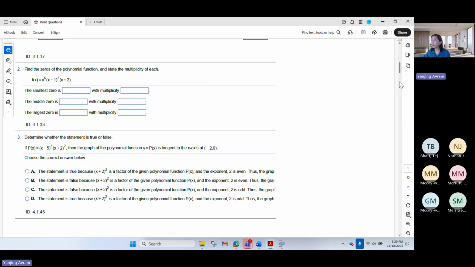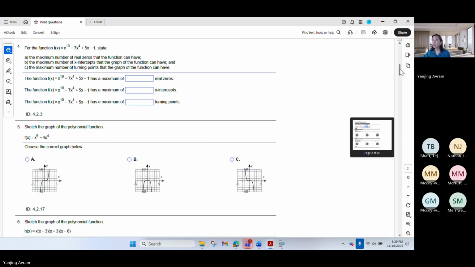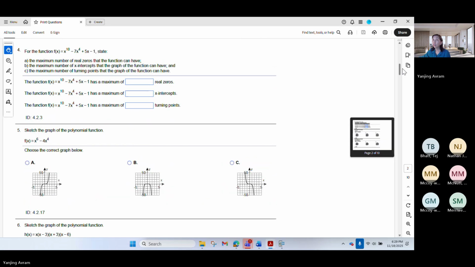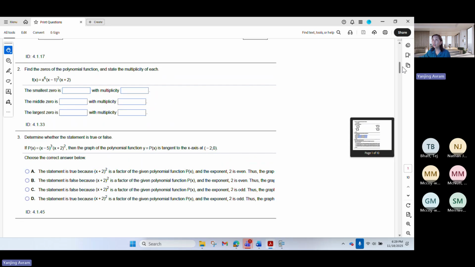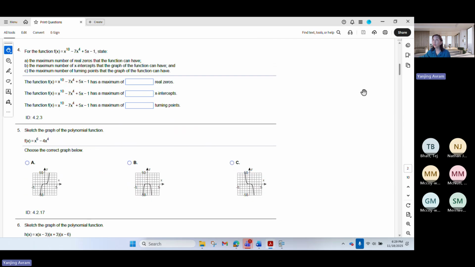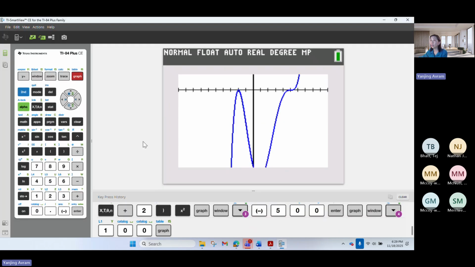Any questions? Polynomial graphing is very important for this chapter. Another thing here is you are allowed to use the TI 83 or 84 graphing calculator. If you really do not know, you can put it in a calculator and graph it. That will help you to answer the question.